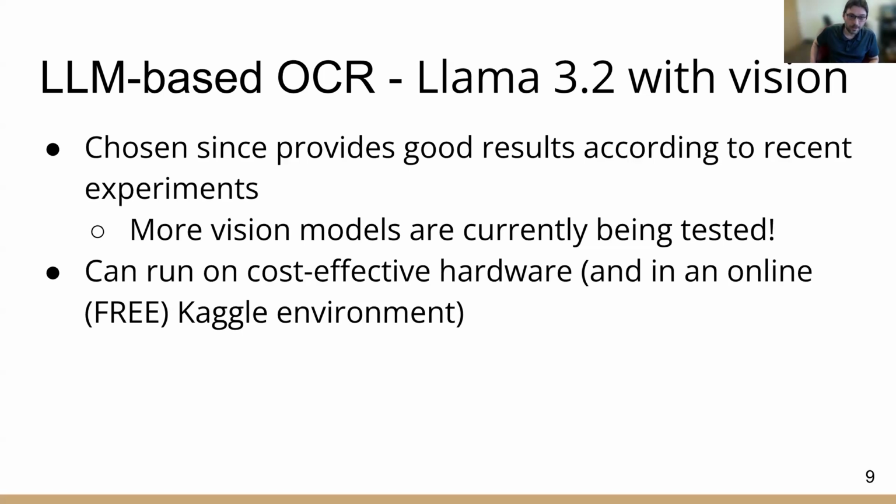Now, we're also in the process of testing other vision models because, as I mentioned, more have come out. We're in the process of looking at, I think, 5 or 6 other ones on top of what we've already tested. So there's a lot going on. And one thing that's really interesting about Llama 3.2 is you can run it on very cost-effective hardware. And especially, this was really cool when I found this out. If anyone is familiar with the Kaggle notebook environment online, you can get free access to GPUs, and you can actually run this model for testing. And that's how I discovered it actually worked for OCR.